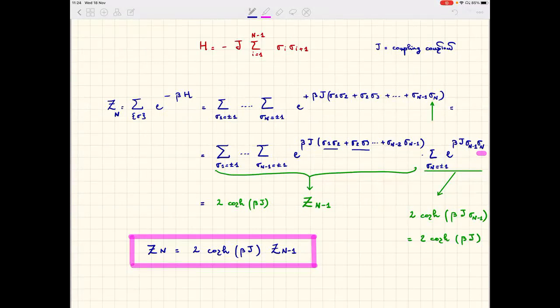No, I see what you mean. Well, at the end of the day, you're right. What I'm doing here is always summing over the last term, and since it's independent of sigma n minus 2, it's fine. I can take this summation and put it here, take the last one and put it there. And this is exactly what I'm doing.